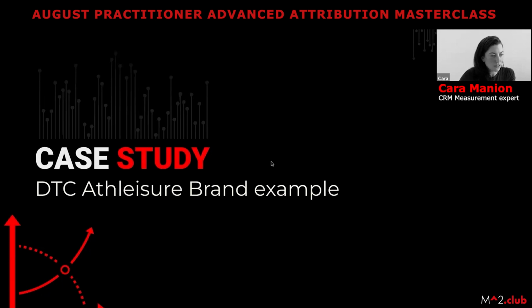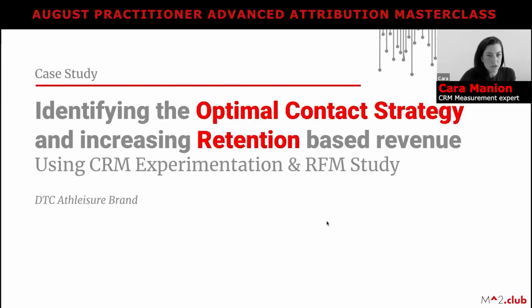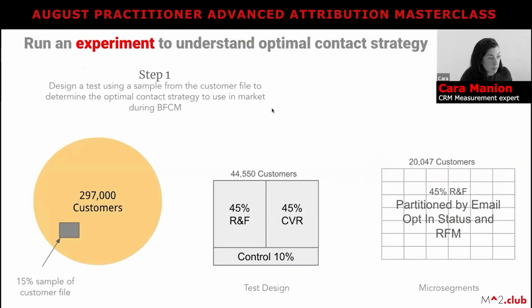Okay, let's dig into the case study. The goal here was to identify the optimal contact strategy for this brand and increase the retention-based revenue. We did design an experiment. They have a pool of about 300,000 customers. We took a 15% sample of that file. From there, we randomly split them into a group that got reach and frequency media on Facebook and a group that got conversion-based objective on Facebook, and we had a control group that got nothing at 10%. So it was 44,000 customers we were testing on.